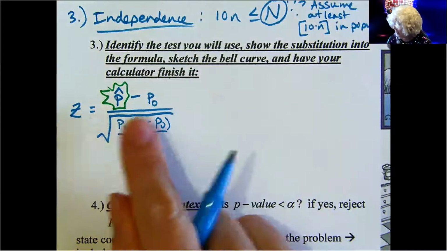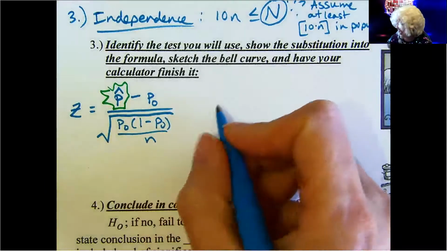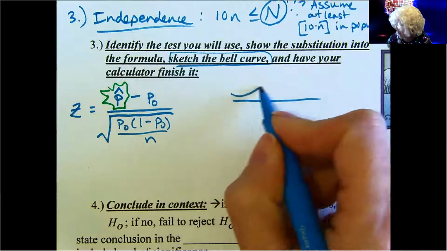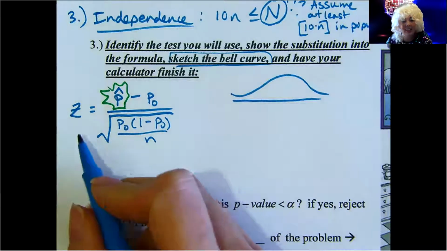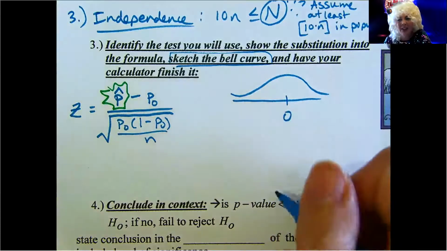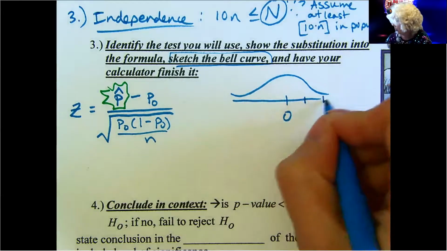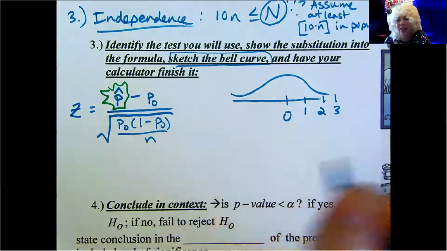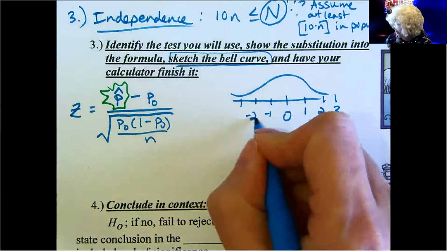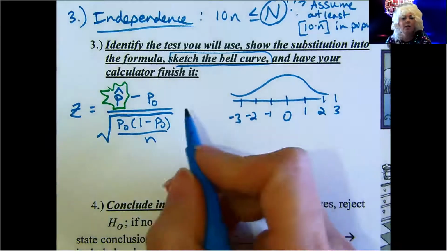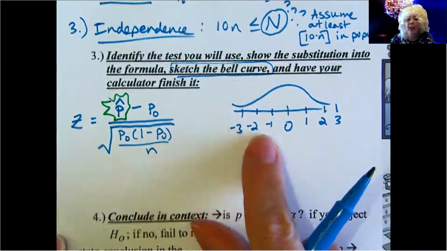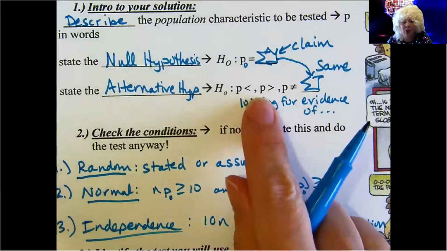All right. So once you figure out what your z-score is, you're going to want to sketch the bell curve. Since it is a standardized z-score, what number's in the middle? That's right, 0. How many standard deviations to the right? 1, 2, 3. And how many to the left? Negative 1, 2, 3. There you go. So you'll label the bell curve for whatever z-score you've got. You'll shade your bell curve based on the alternative.